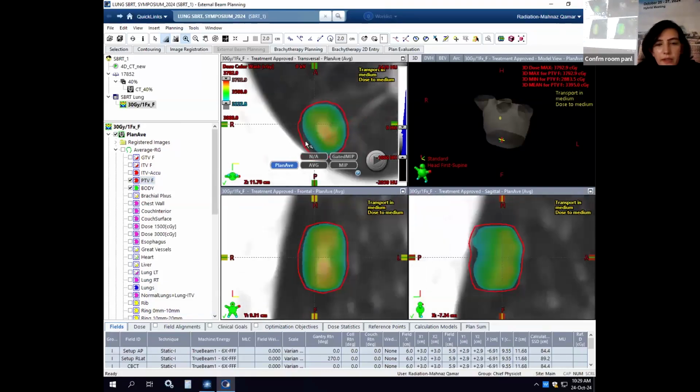And then there is a little underdosage here because the tumor is sitting right on the chest wall. So we don't really try to spare the chest wall, because in this case the tumor takes precedence, but we try not to create any hot spots on the chest wall.